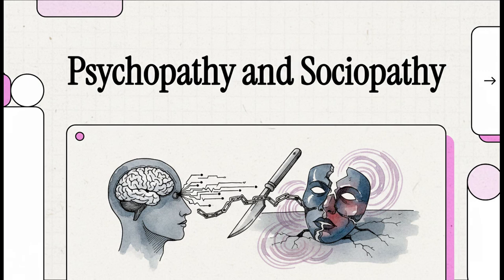Psychopath, sociopath. We hear these words thrown around all the time, right? In movies, on the news. They're used to describe some of the most chilling figures, real or fictional. But what do they really mean? Today, we're going to cut through all that noise and get to the real science behind these powerful labels.